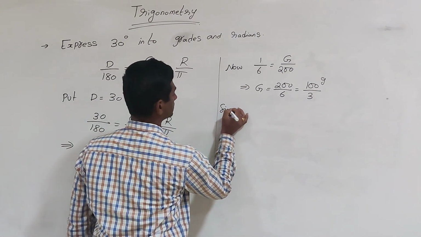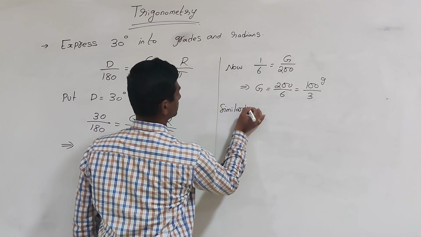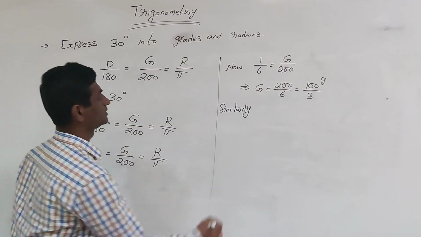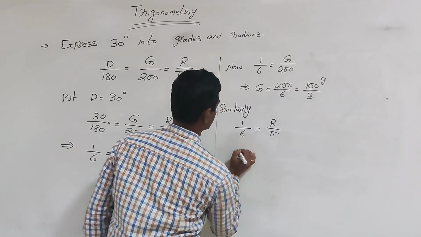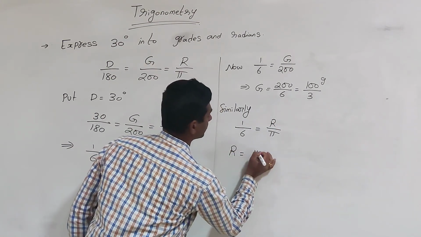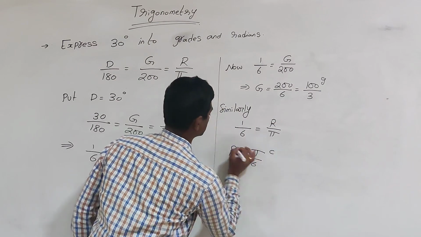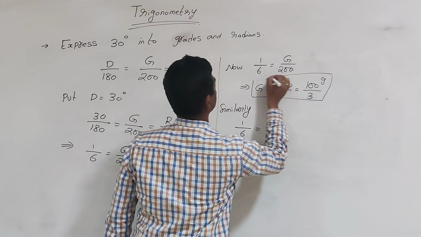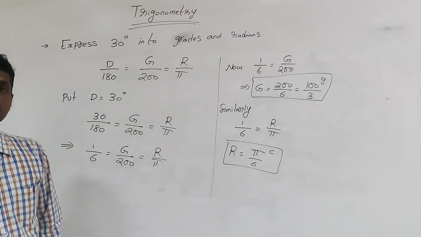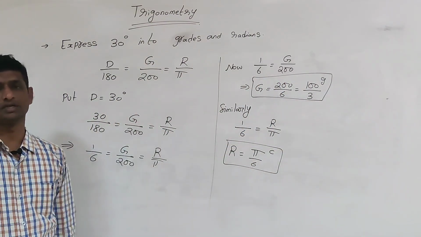Similarly, 1 by 6 is equal to r by pi, so r is equal to pi by 6 radians. So this is how to convert into grades as well as radians.